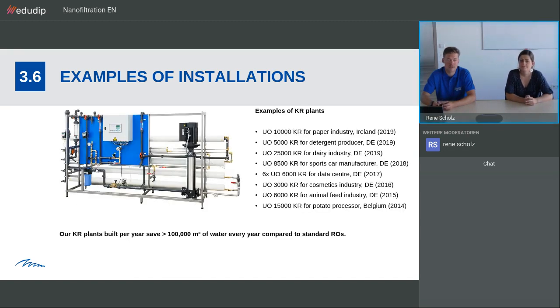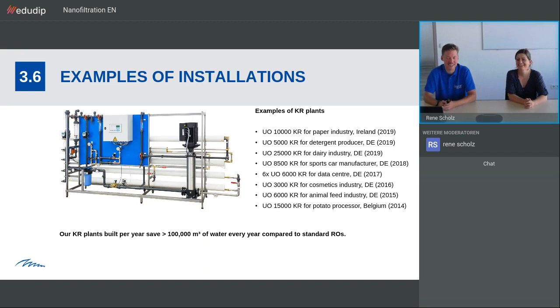All right, here we have some examples of installations and the industries where they are installed, so you get an idea where you can ask your customers if you already have some. We sold in Ireland 10,000 KR for the paper industry and another 5,000 KR for a detergent producer. What's a detergent? Soap, or shower gel. Another one at 25, a big one for the dairy industry, and also 8,500 for a sports car manufacturer. You still have to tell me who it is. I know, it's a very well-known one.